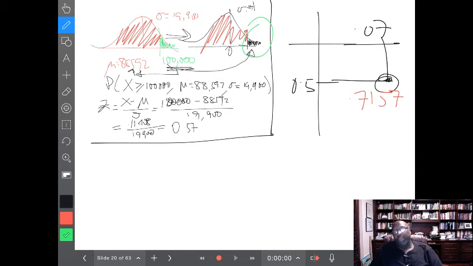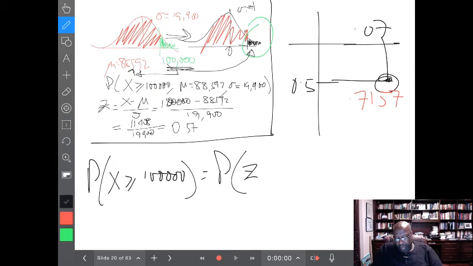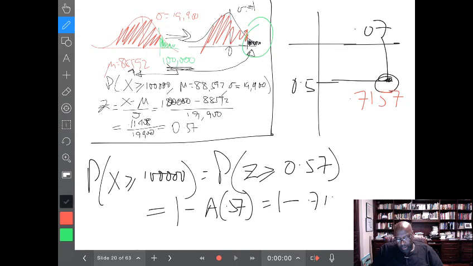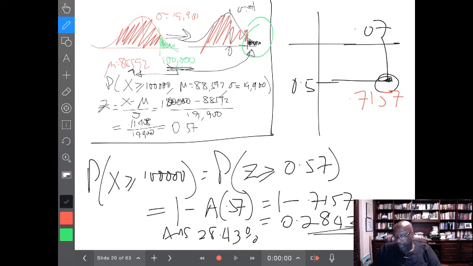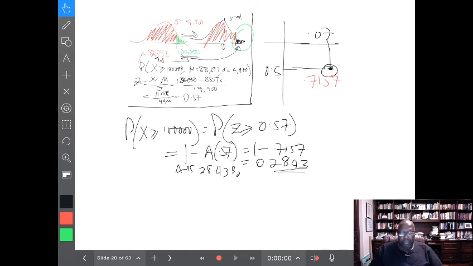So if I want the area to the right, then I must subtract from 1. So just to sum up, my probability of x being greater than or equal to 100,000 is the same as the probability of z being greater than or equal to 0.57. All right? But because our table gives us the area to the left, it is 1 minus the area for 0.57, which is 1 minus 0.7157. And that gives us an answer of 0.2843, or 28.43%. And that is the probability, so there's about a 28% chance, let's say 29% chance, that we could find a brand manager who makes $100,000 or more. That's what this is telling us.